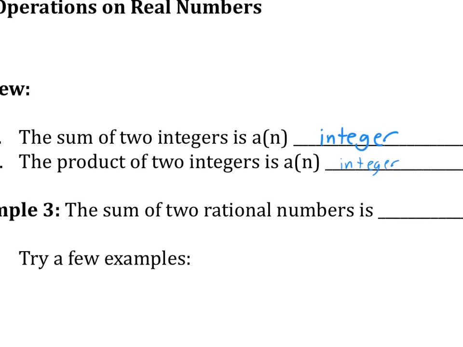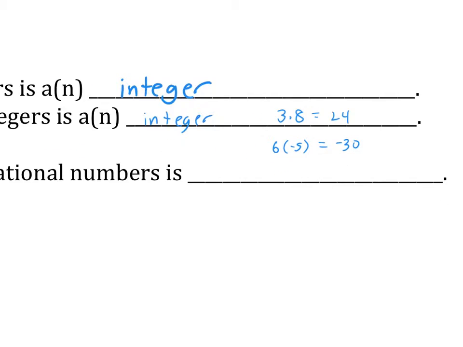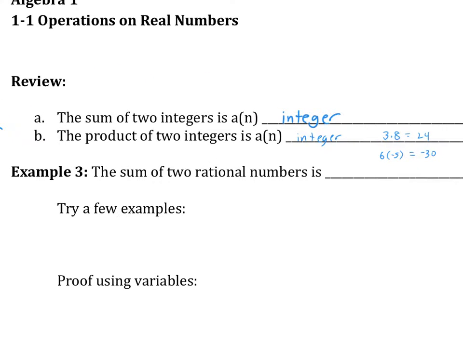The product of two integers seems to be an integer. And just to test that out, 3 times 8 is 24. 6 times negative 5, both of those are integers. We get negative 30. So we're still in the integers. I'm not getting anything fractionized. I'm not getting any decimalization to occur there. All right. So what do we think about this?